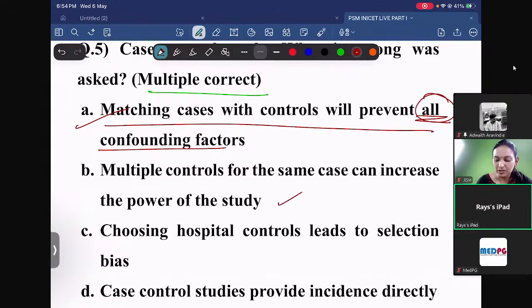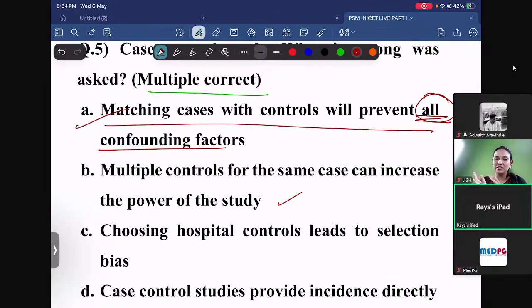Multiple controls for the same case will increase the power of the study, because you have a case, you have a control in 1:1 ratio. Then if for one case you have two controls, that is a 1:2 ratio. In effect, when you're increasing the number of controls, you're increasing the sample size, right? Your study is becoming a study with more sample size. Once you're increasing the sample size, what happens to the power of the study? Power of the study is going to increase.